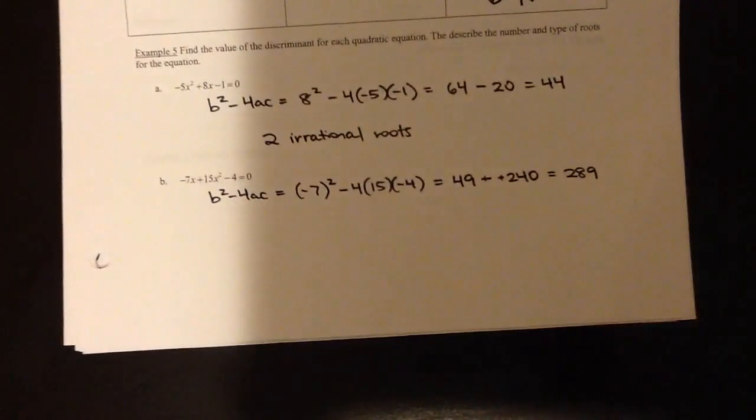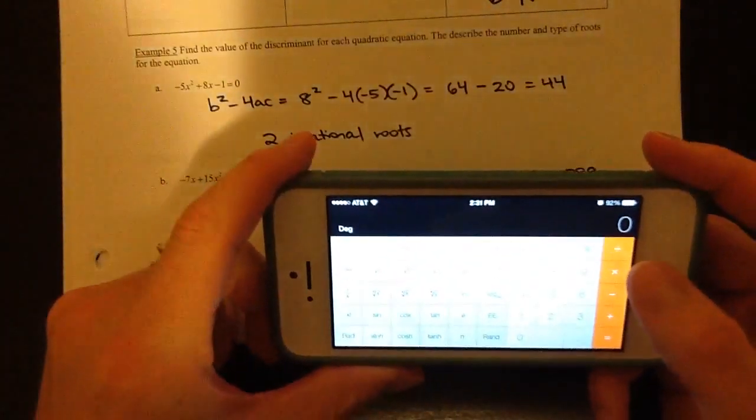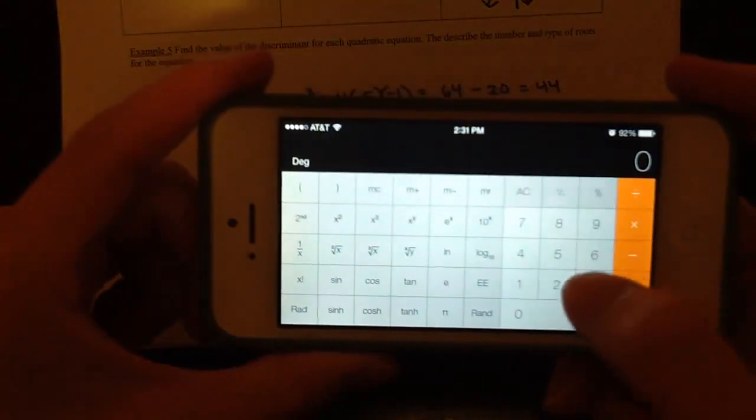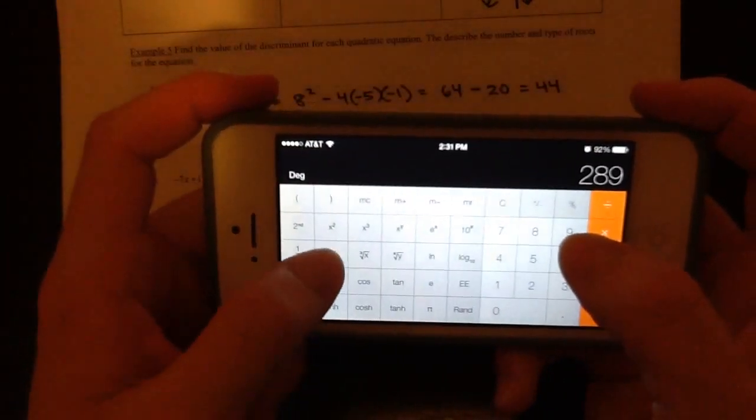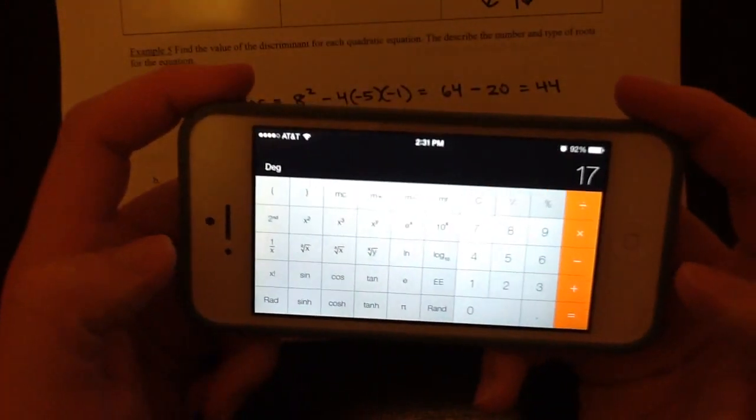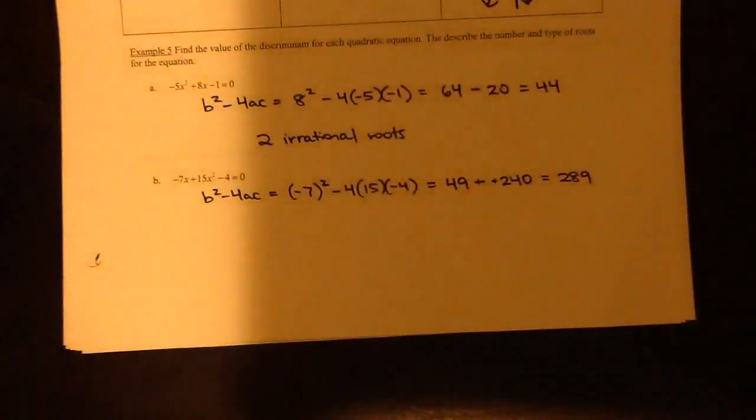Now we probably are not familiar enough with 289 to know whether it's a perfect square or not, so try to take the square root. See if we can take the square root of 289. Now of course I don't have my calculator with me, which is stupid, but I'm just going to do a little iPhone math here. So plug in 289 and then try to take the square root. We've got this button right here. And it comes out to be a perfect square. It's 17 squared, as it turns out.